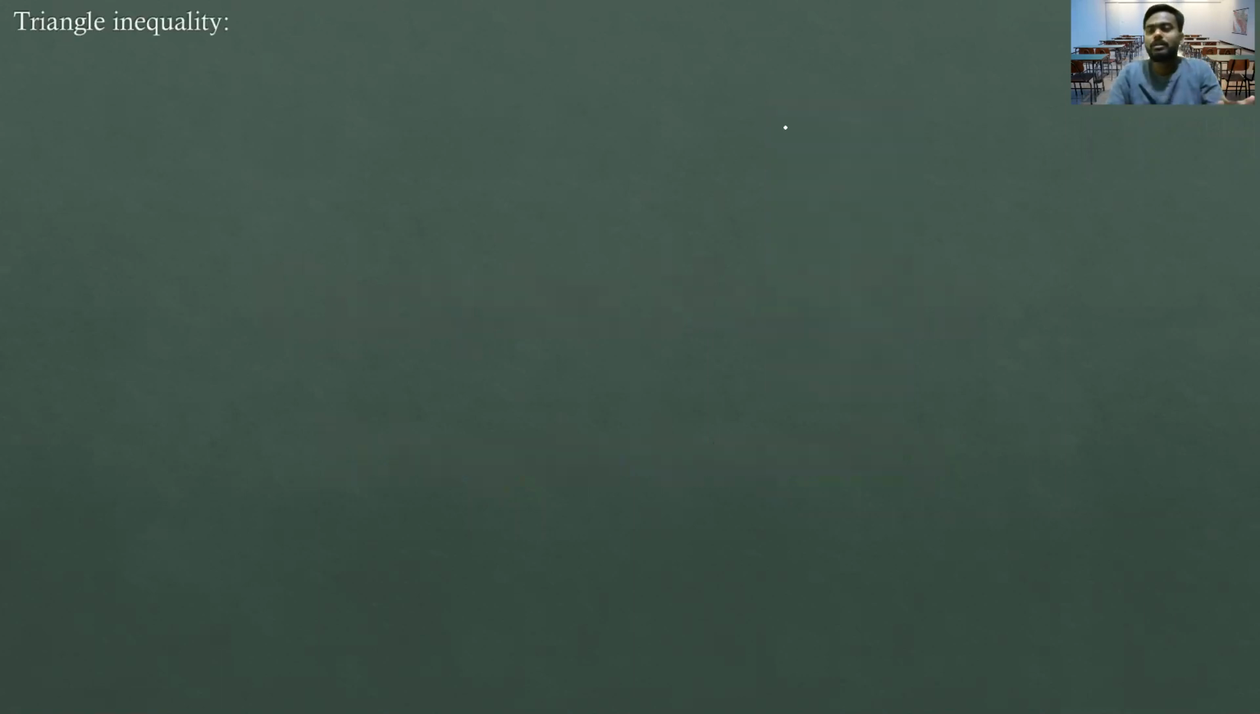Now you already know the triangular inequality from your earlier classes, right? Suppose there is a triangle and the length of this side is A, the length of this side is B, and the length of this side is C. You must know that if you add the lengths of two sides, it will always be greater than the length of the third side. This is the first triangular inequality we study.